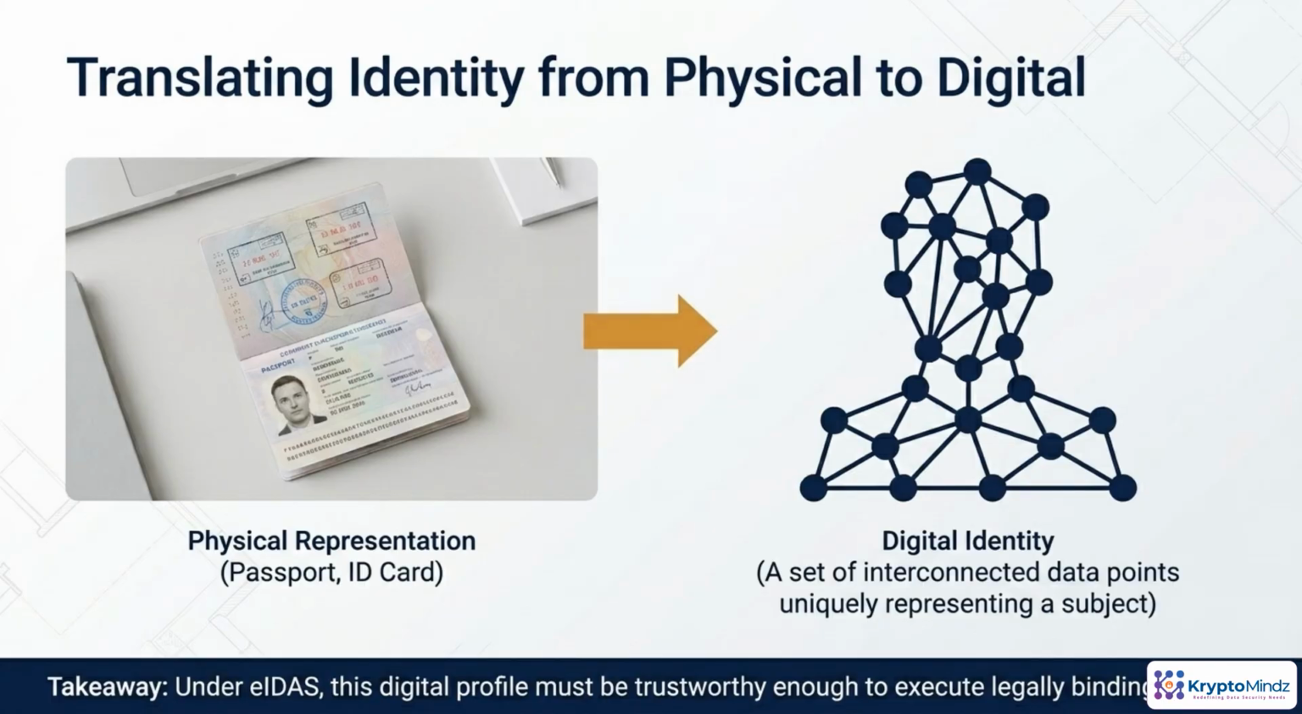Digital identity is essentially your passport turned into data. Instead of a plastic card, systems see you as a bundle of attributes: your name, ID number, credentials, and permissions. People have digital identities, but so do companies, devices, and services. Under eIDAS, this digital profile must be strong enough to safely sign contracts and perform other legally binding actions.